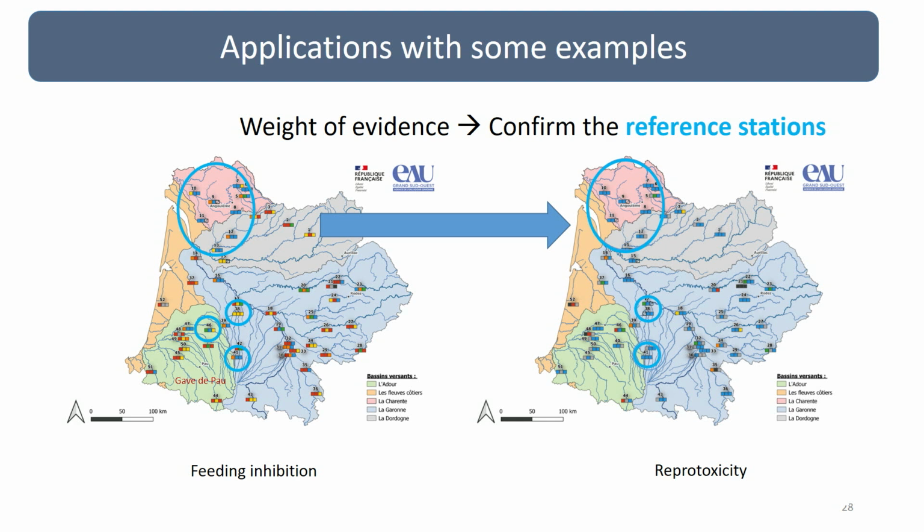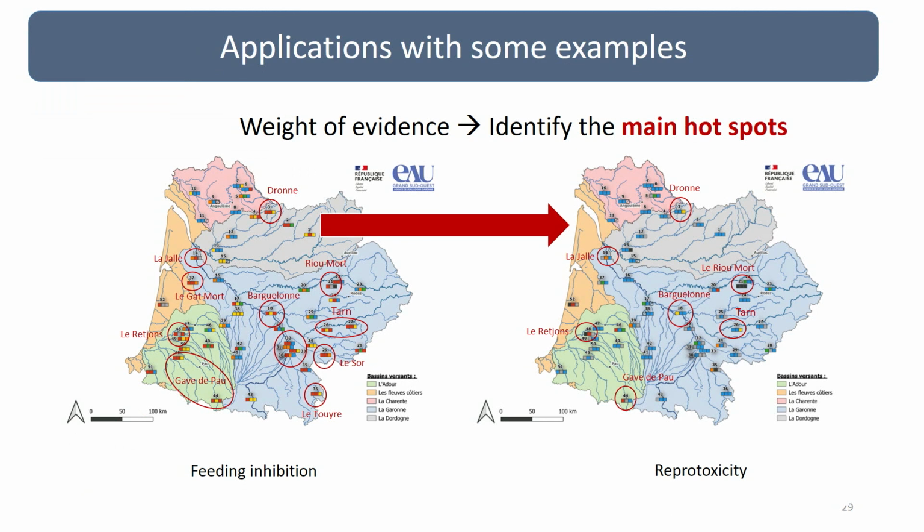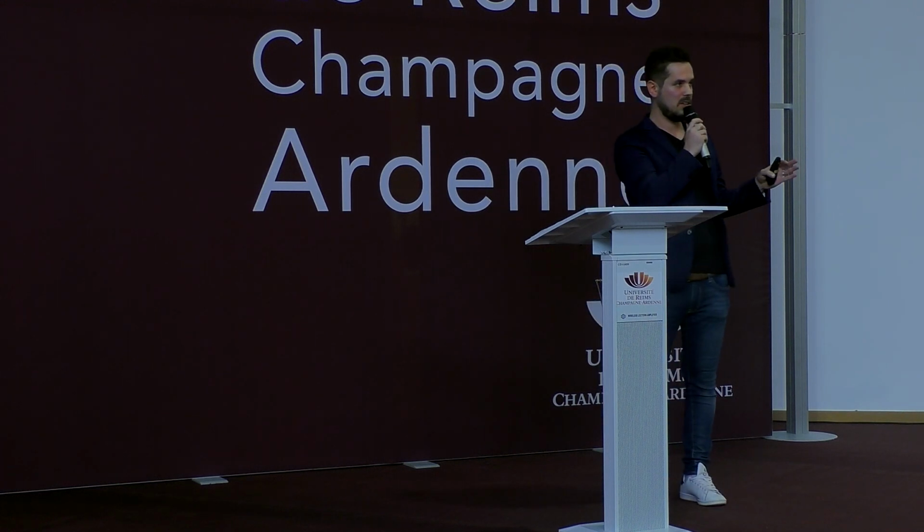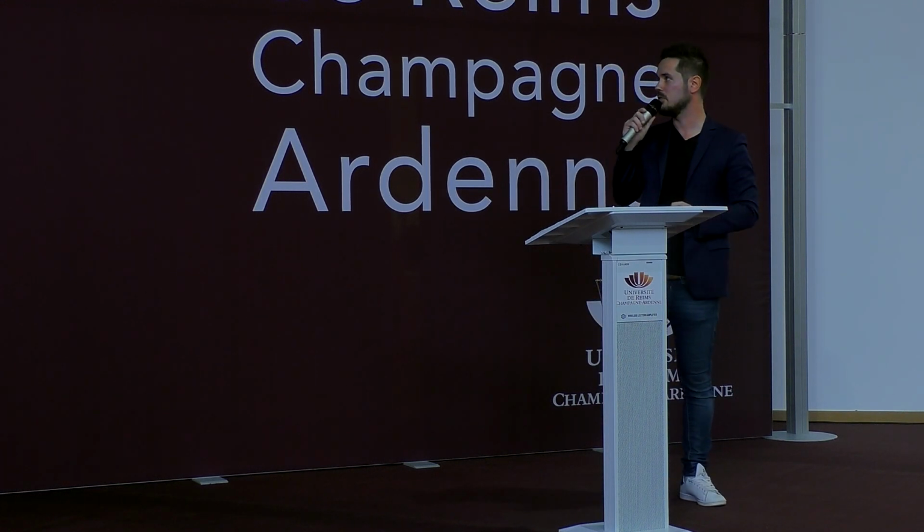When we add a second marker, reprotoxicity, the interest is the weight of evidence, because we are able to confirm the reference station and identify the main hotspot, which impacts both feeding inhibition activity and reprotoxicity.